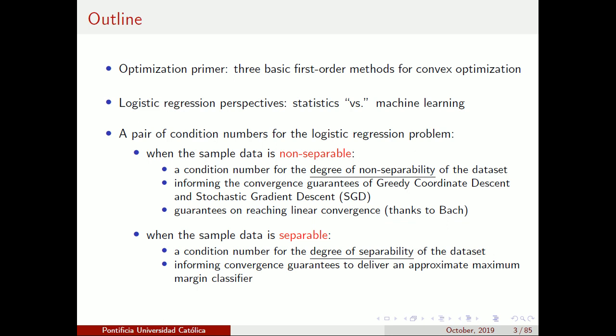I think maybe I'm not going to get to this stuff at all. And I'm probably only going to get about halfway down this page, is my guess. But I want to first talk about optimization methods for what's called convex optimization. And then I want to talk about logistic regression and two different ways of thinking about logistic regression: the statistician's way of thinking about it and a machine learning way of thinking about it.